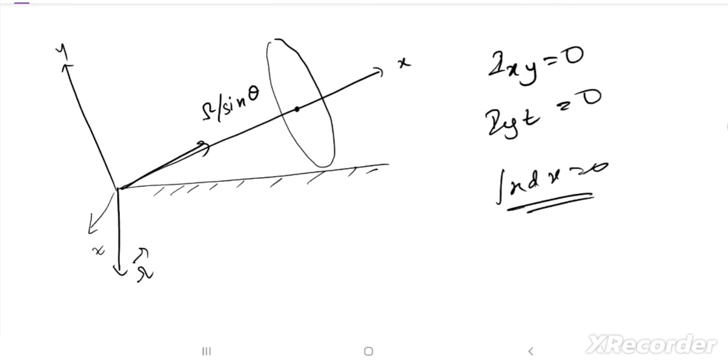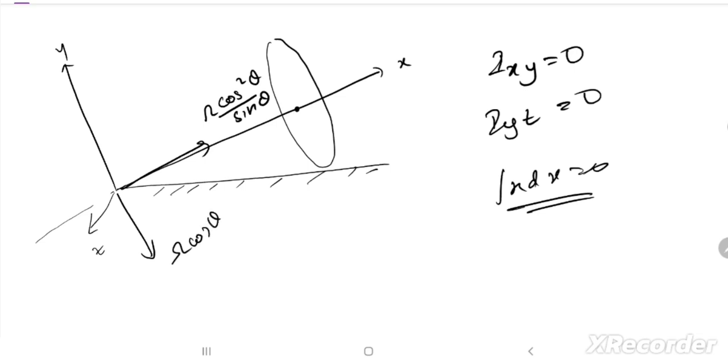Before finding the angular momentum, we'll be bifurcating all the components of omega. Another component will come out to be minus omega sine theta along the x direction. So basically, along the x direction, my omega vector will come out to be omega cos square theta by sine theta. And along the minus y direction, it will come out to be omega cos theta. Hope you get it.